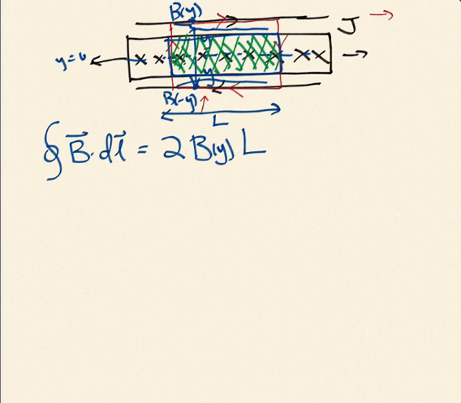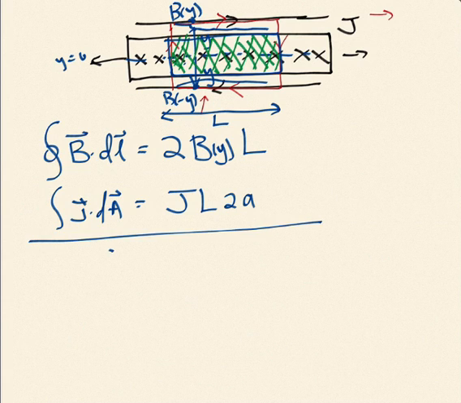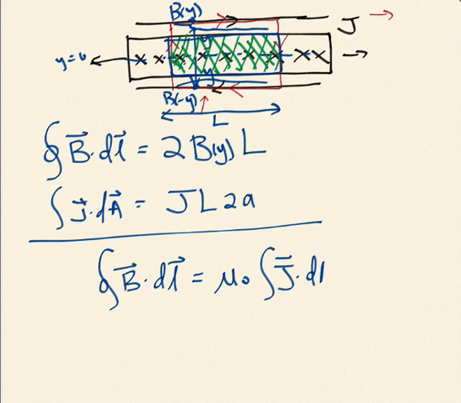And so in that case, the integral of J dot dA is just going to be J times length times the extent vertically of that green rectangle, which is 2a. So if I do the integral of B dot dl equals mu naught times the integral of J dot dA, let me just write it so I'm not losing you here. Integral of B dot dl. This is a statement of Ampere's law. That's what we're trying to evaluate.